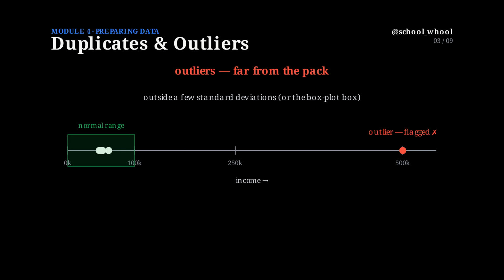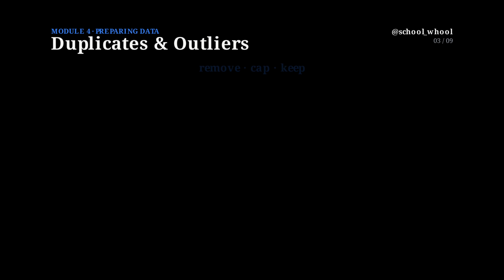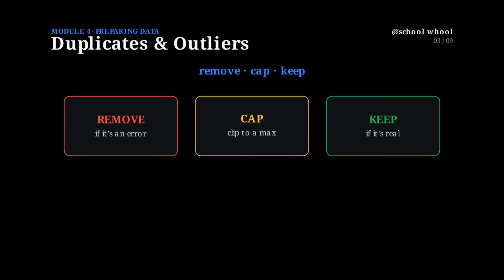Then you have three choices. Remove it, if it's clearly an error. Cap it, clip it back to a sensible maximum. Or keep it, if it's real and important. And that last part takes judgment.